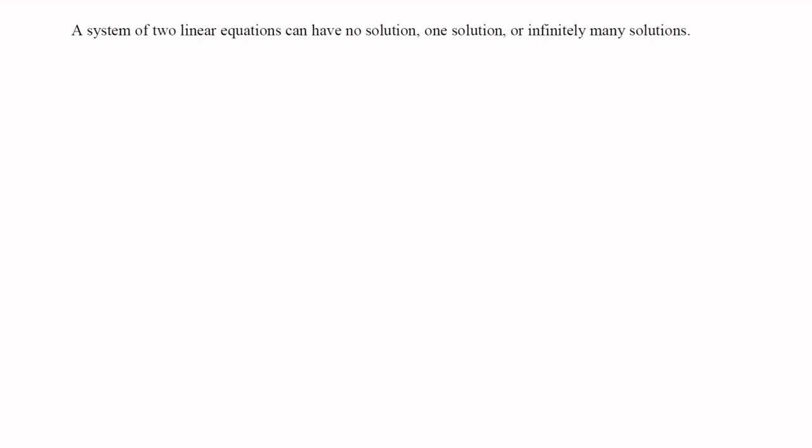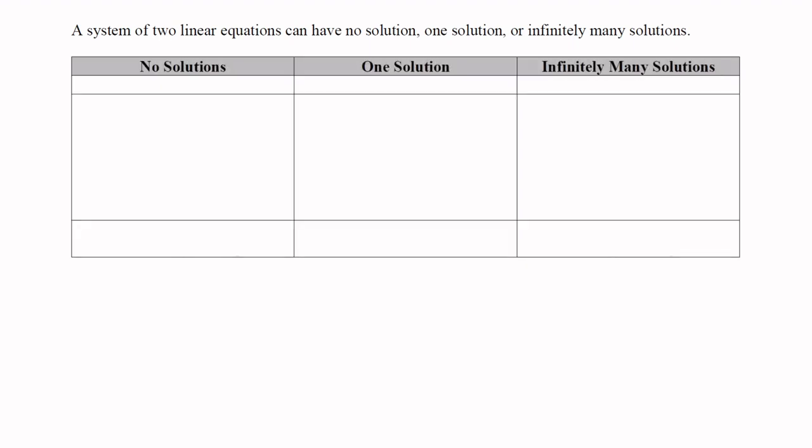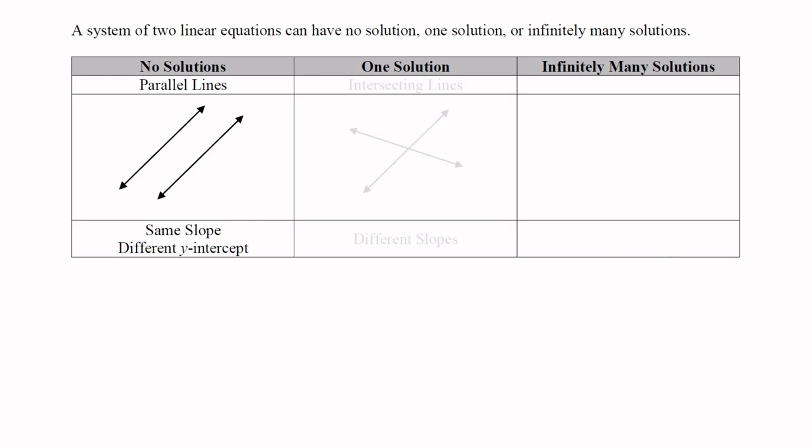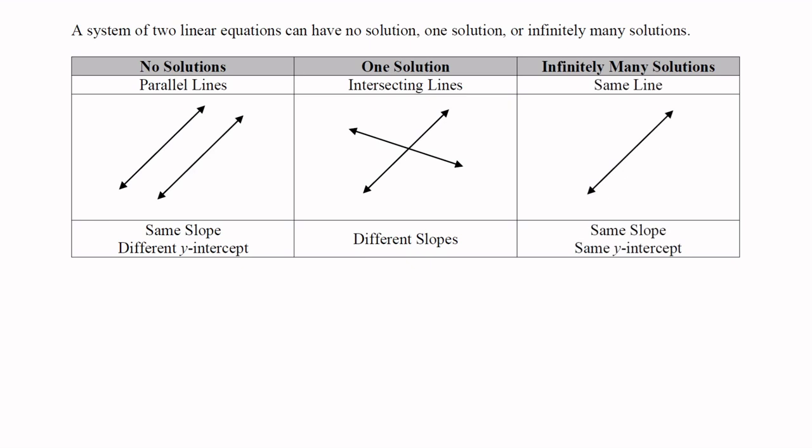A system of two linear equations can have no solution, one solution, or infinitely many solutions. Again, no solutions are a result of parallel lines: same slope, different y-intercept. One solution is intersecting lines, which means you have different slopes. And infinitely many solutions occurs when you have the same line, which means you'd have the same slope and the same y-intercept, so both equations are essentially going to be the same.